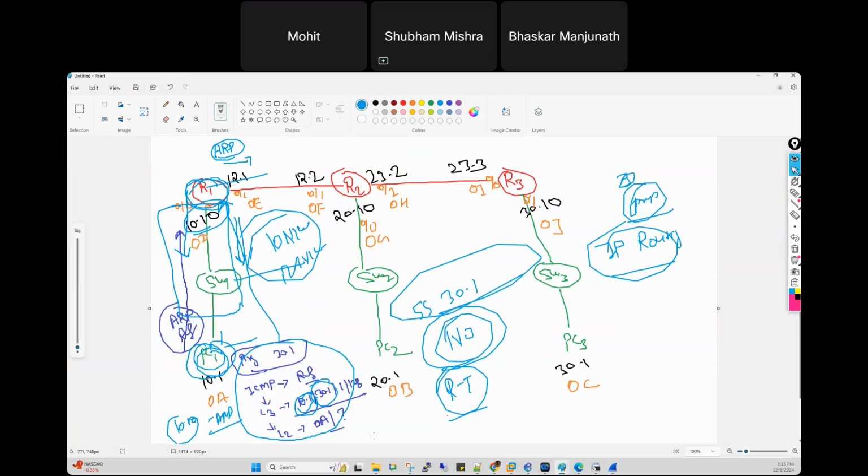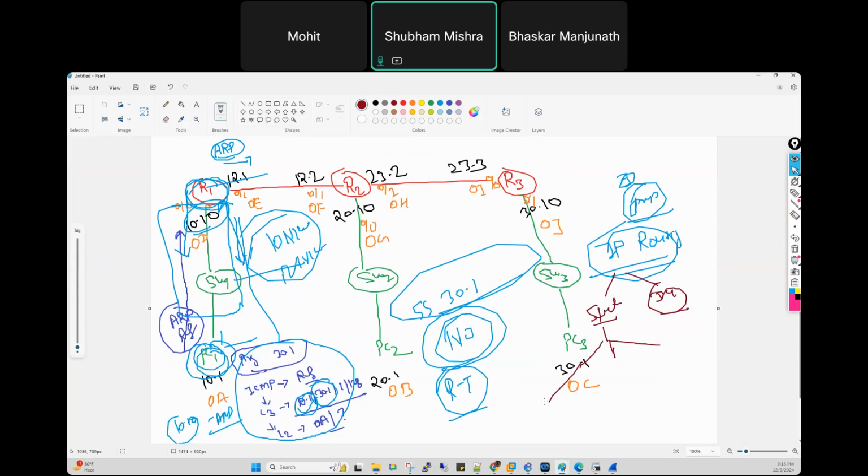What do you need to perform, guys? You need to perform IP routing. There are 2 types of IP routing: static and dynamic. Our main focus is on static. In static, there are 3 ways.